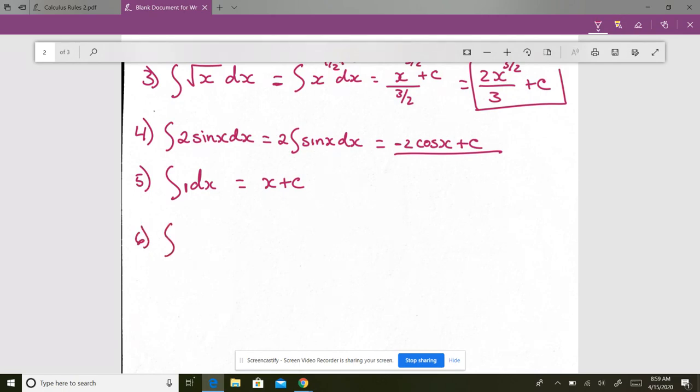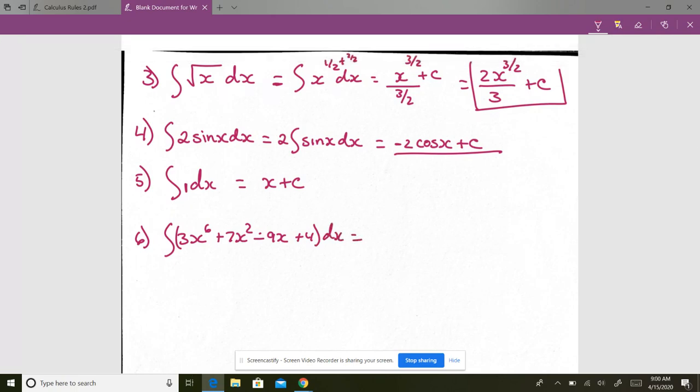Here. Why does he have a big long function? 3x to the 6, 7x squared minus 9x plus 4. Well, treat each one individually. You can break them all up. So you can do it as 3x to the 6 dx, 7x squared dx, minus 9x dx plus 4.